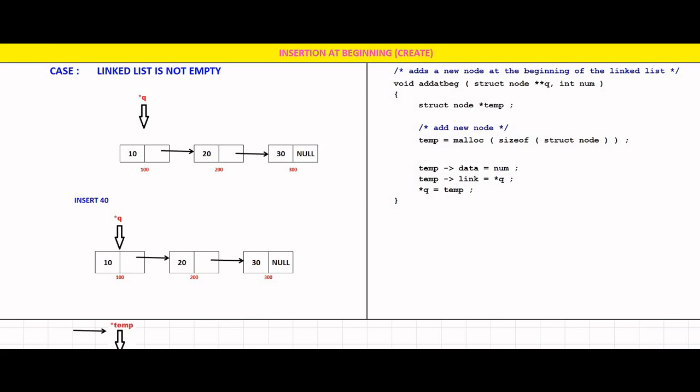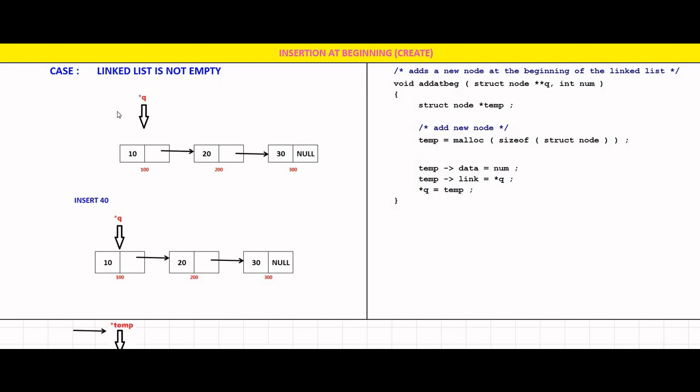So this is a function for the insert operation. As I told you, insertion can happen in single linked list using 3 ways: insertion at beginning, insertion at end, and insertion at middle. So let us begin with the insertion at beginning function. This is a function to add a node at the beginning. So let us understand this function with the help of the diagram.